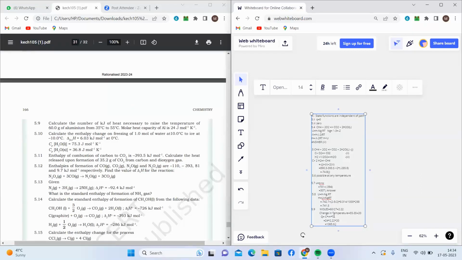I hope you understood. This is basically, we have to apply the formula that Q is equal to n Cv T, where n is equal to number of moles, Cv is equal to molar heat capacity, and T is equal to change in temperature. And the values have been provided to us in the question itself. So let's move ahead to the next question.